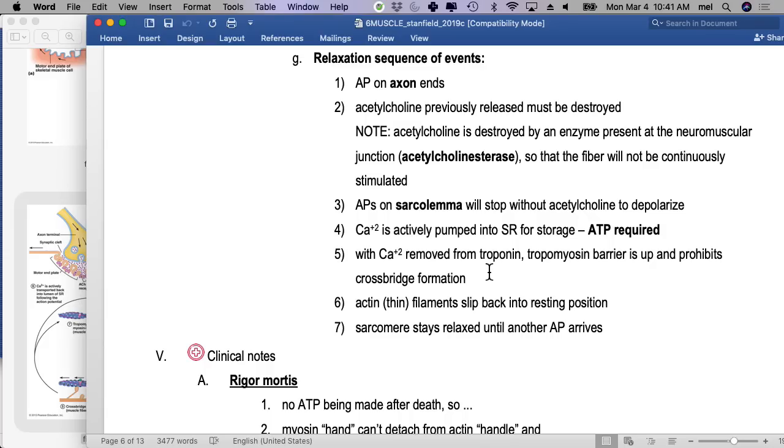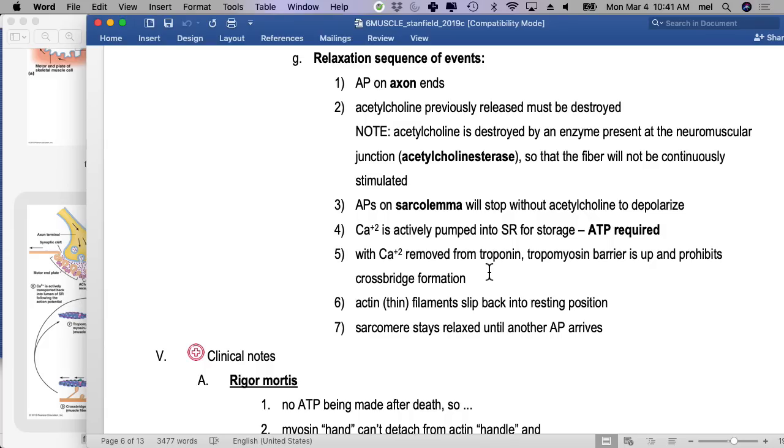And then you got to get rid of the calcium, and that's done by pumping. ATP is required from there. After you get rid of the calcium, the tropomyosin comes back into position, and you force the actin and the myosin to let go of one another, right? And it's really the tropomyosin falling back into position that breaks the cross bridges. Actually, it's the ATP that breaks the cross bridges, and then the tropomyosin prevents the next one. And then the sarcomere will stay relaxed until another action potential arrives.